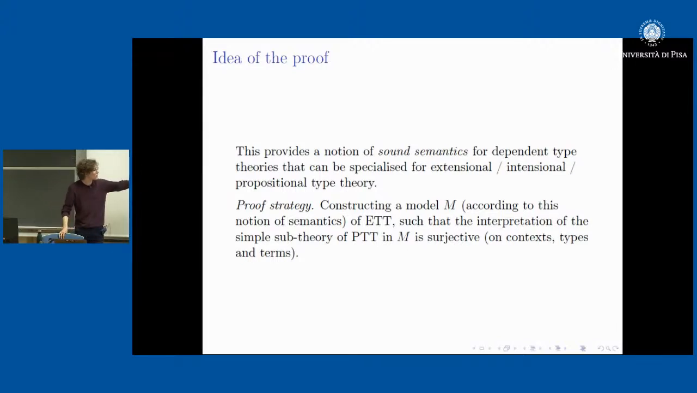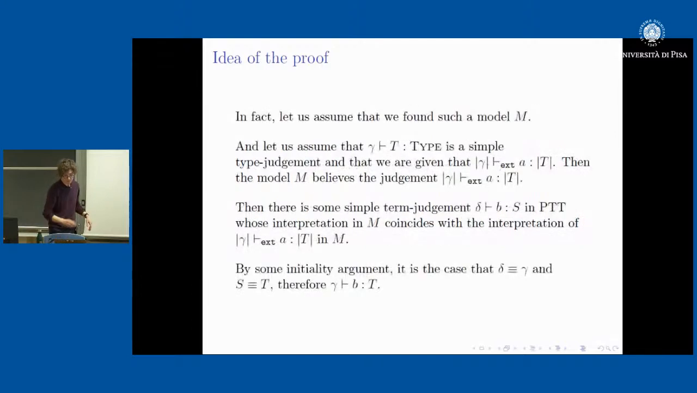So what would we like? That any semantic context of M is the image of some simple context of PTT. That any semantic type of M is the image of some simple type of PTT, and that any section of a display map of M is the image of some term of PTT. We would like M to have this property. Now I tell you why. Assume that we have such a model, a model with this surjectivity property.